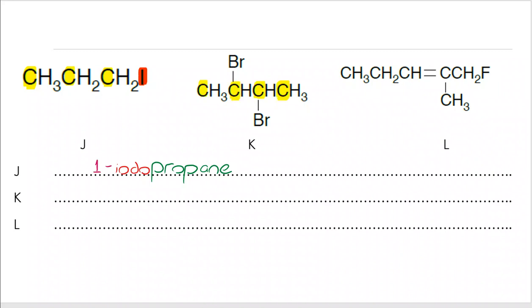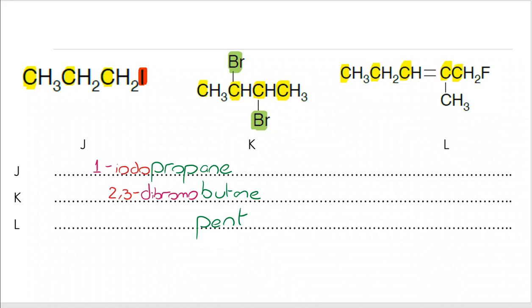For the next one, my longest carbon chain is 4, so my name is based on butane. Coming off there, I've got 2 bromine groups, so that's dibromo, and I need to number where they are. They're on the 2nd and the 3rd carbon, so it's 2,3-dibromobutane. And finally, the longest carbon chain here is 5, so that means the name is based on pent.